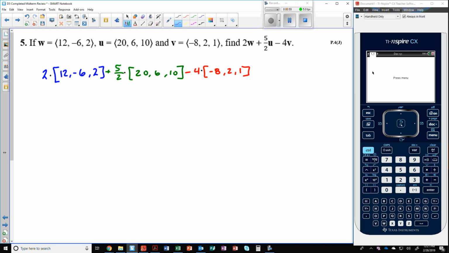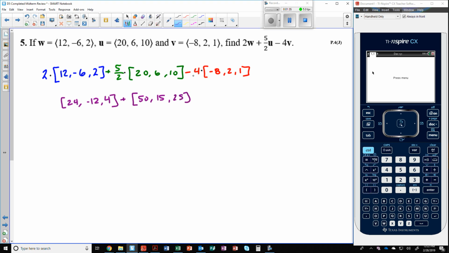So if I distribute the 2 through, I should have 24 comma negative 12 comma 4. And then when it comes to this fraction, you multiply by the top number, the numerator, and you divide by the denominator. I think it's actually easier to divide first. The order doesn't matter. It'll give us a small number. So 20 divided by 2 is 10, and then I'd multiply it times 5, which would give me 50. 6 divided by 2 is 3, times 5 is 15. And 10 divided by 2 is 5, times 5 is 25.